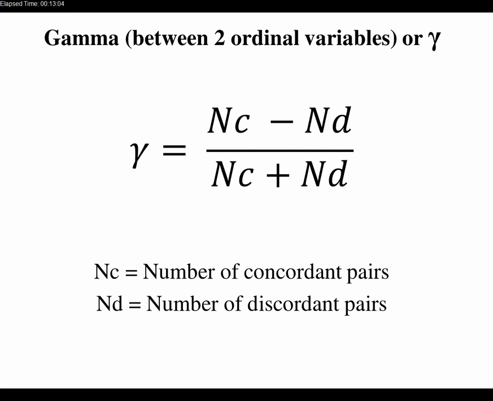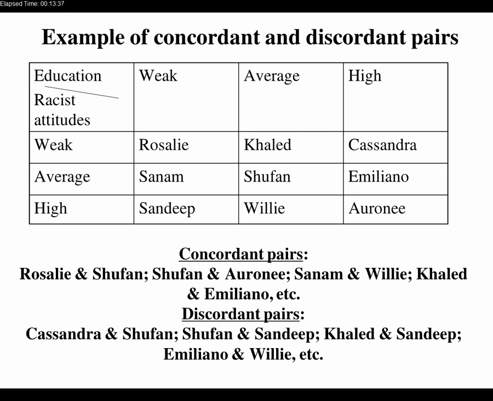The next one is gamma. We use this between two ordinal variables. Okay, so gamma equals NC minus ND divided by NC plus ND. And NC equals the number of concordant pairs, and ND is the number of discordant pairs. Don't worry about this too much. You're not going to need to know this. SPSS is going to do this for you. Here are some examples of concordant and discordant pairs. You could put this on pause and read it.